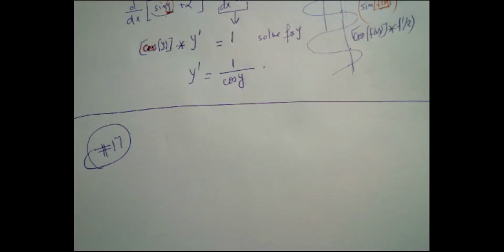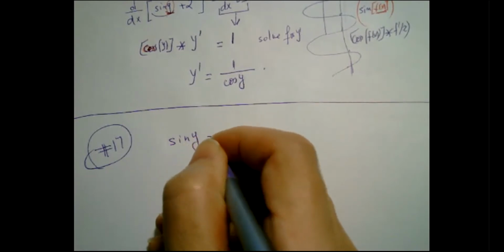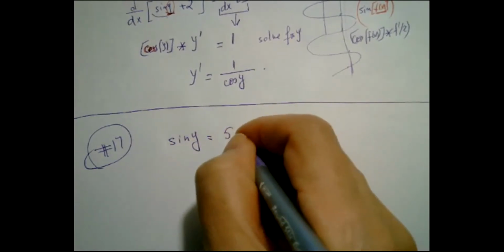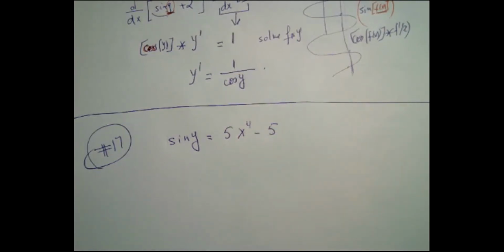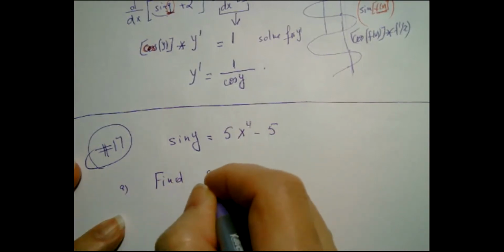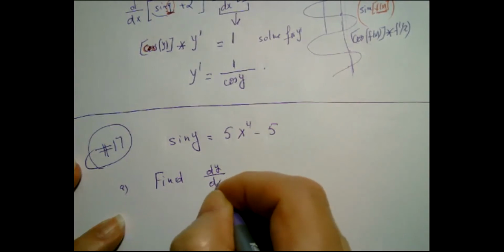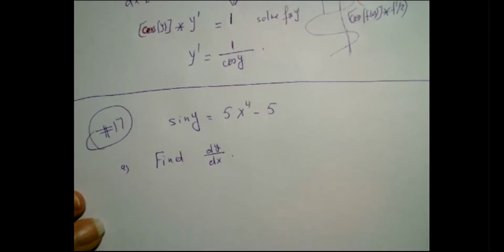So number 17 is the following. Again, it's a sine: sine of y equals 5x to the power 4 minus 5. And this has two questions. Part A is find dy dx. And the second question, they want the slope of the curve at a given point. So we're going to do part A first. Sine y equals 5x^4 minus 5.